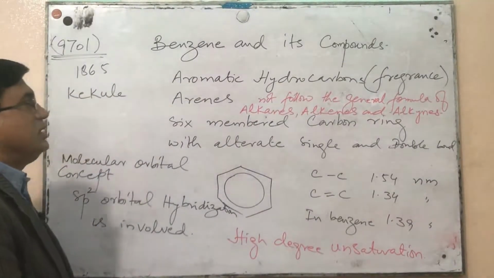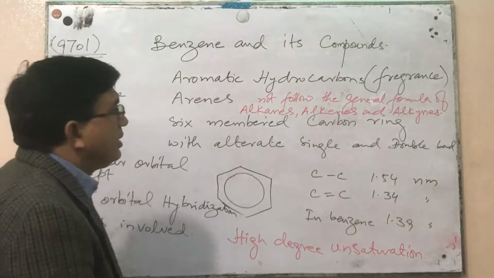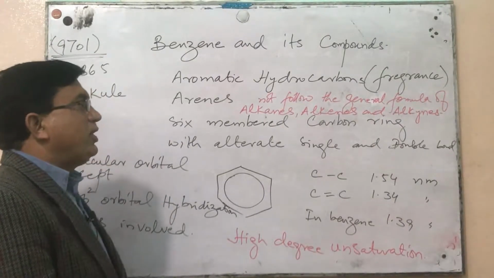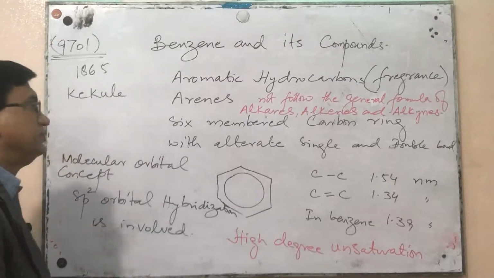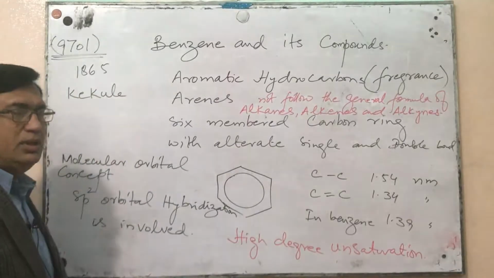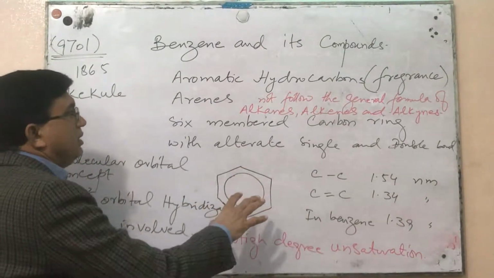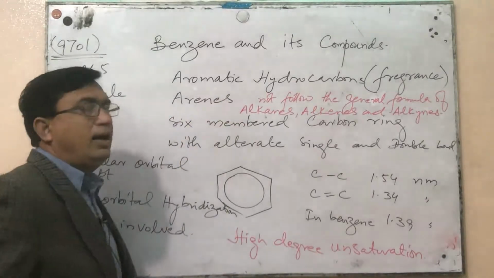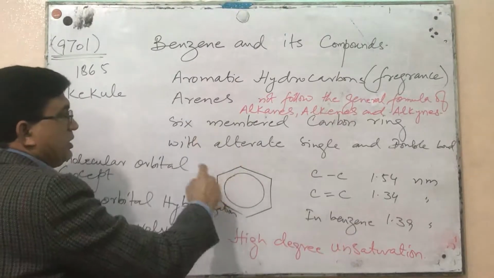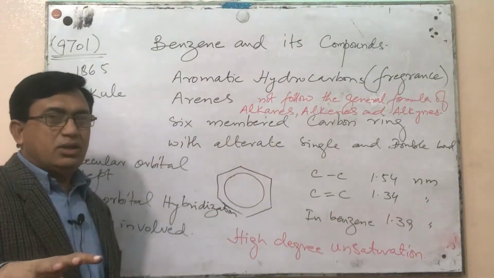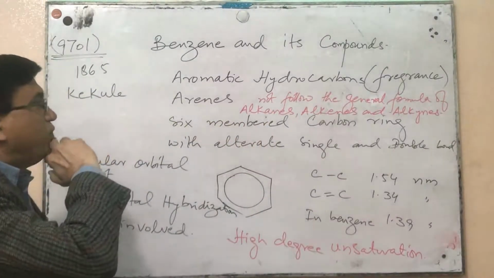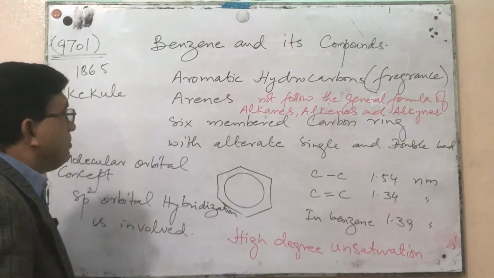When benzene was discovered, it was observed that due to the benzene molecule, a peculiar type of fragrance is present in the hydrocarbon. That's why this is called an aromatic hydrocarbon, and generally these compounds are called arenes. This is a functional group also, which represents particularly benzene.